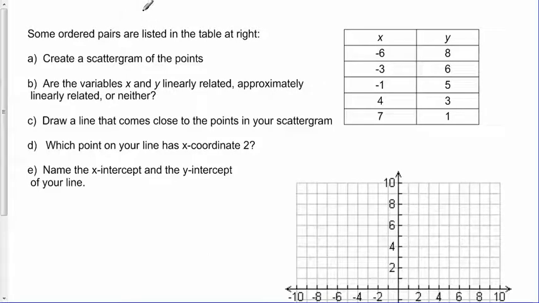Some ordered pairs are listed in the table at right. So over here we see our table of values. The independent variable is in the first column and the dependent is in the second, which we've come to expect.